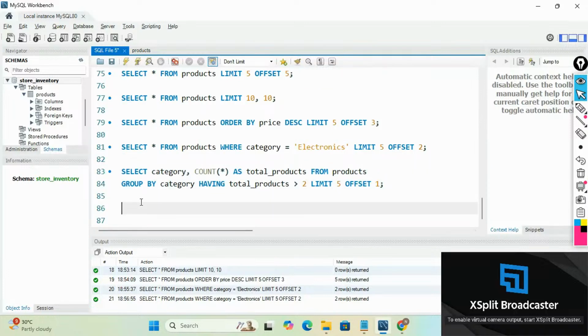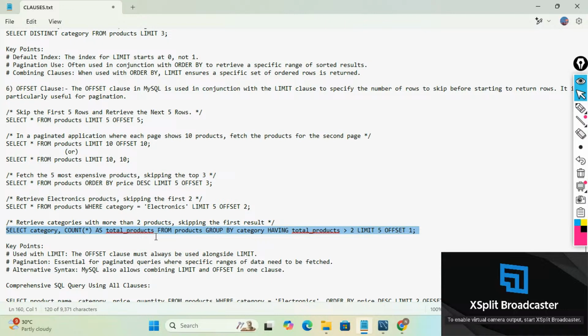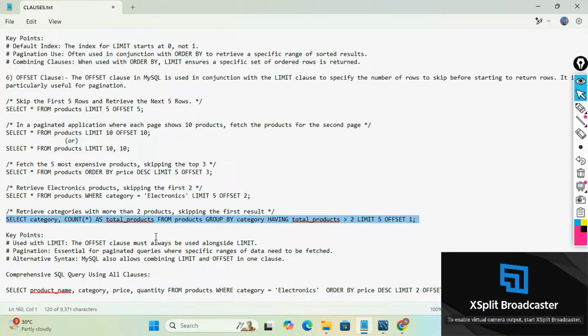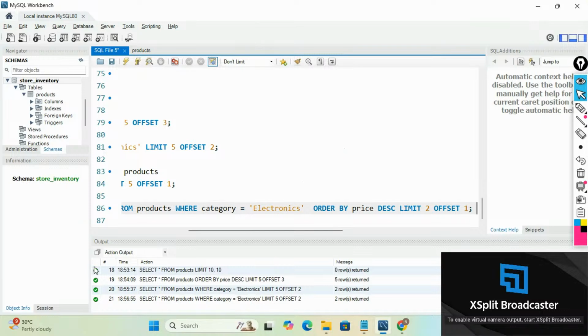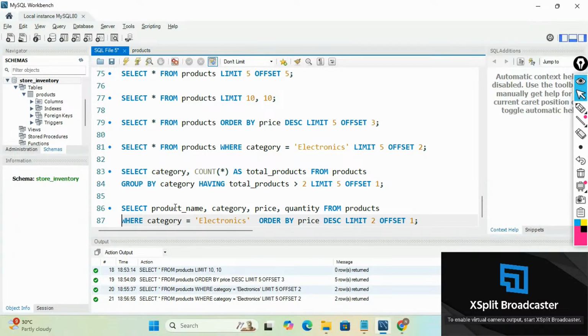And finally, the last point that I would like to conclude these SQL clauses with is taking all the clauses in a single SQL statement, where we are not using group by and having, but I'm using the rest of the four clauses.